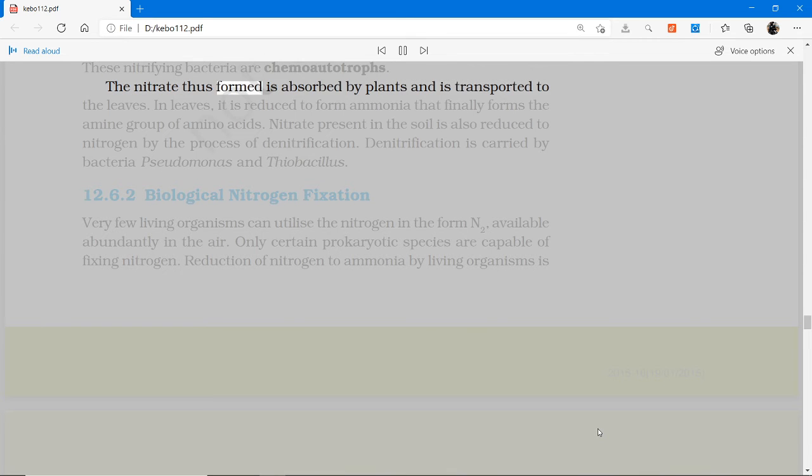The nitrate thus formed is absorbed by plants and is transported to the leaves. In leaves, it is reduced to form ammonia that finally forms the amine group of amino acids. Nitrate present in the soil is also reduced to nitrogen by the process of denitrification. Denitrification is carried by bacteria Pseudomonas and Thiobacillus.